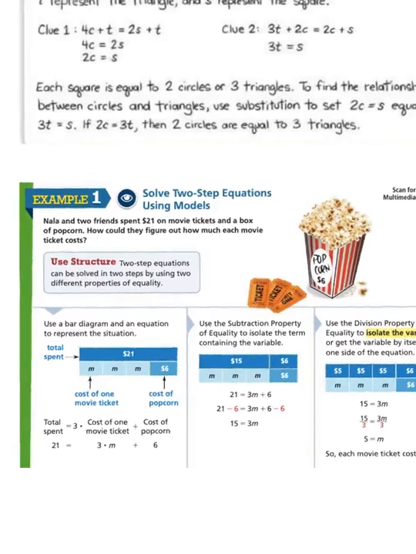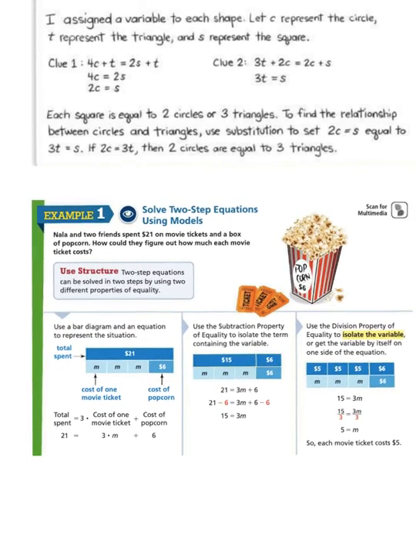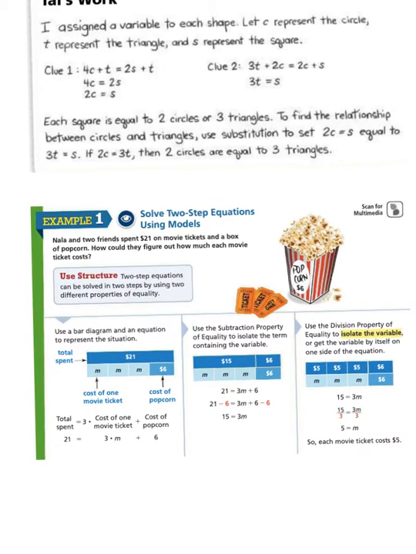Let's look at example number 1. First thing we're going to do is look at a model to solve a two-step equation. Example number 1 says Nala and two friends spent $21 on movie tickets and a box of popcorn. How could they figure out how much each movie ticket cost? So, in the very first example here, they use this bar diagram.